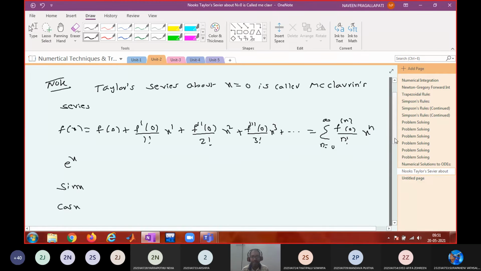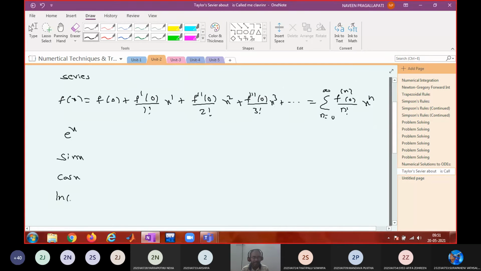You know some standard expansions, right? Okay, so what you have to do, take f of x equal to e power x, find out the first derivative, second derivative, third derivative, fourth derivative, and so on. In those derivatives, substitute x equal to 0, then f of 0, f dash of 0, f double dash of 0 you will get. You substitute those values here, then that is nothing but the e power x expansion.